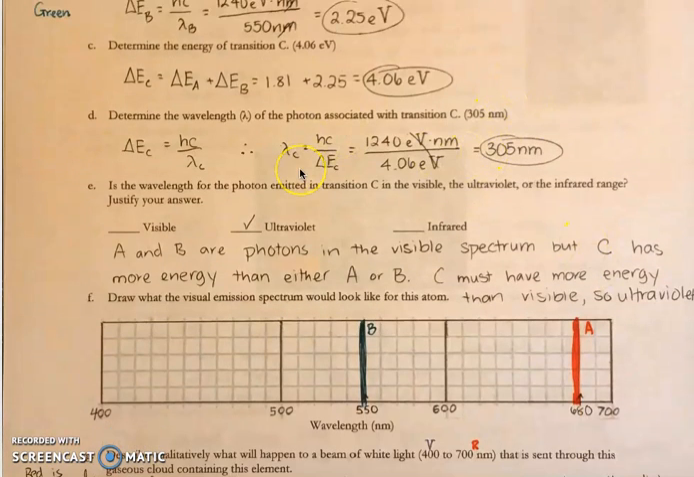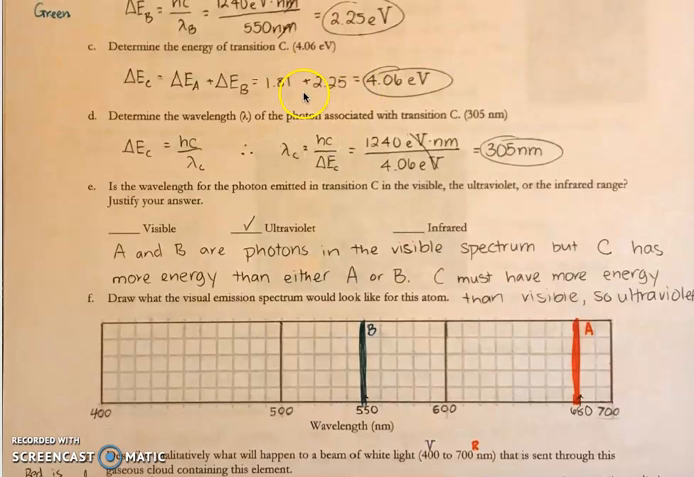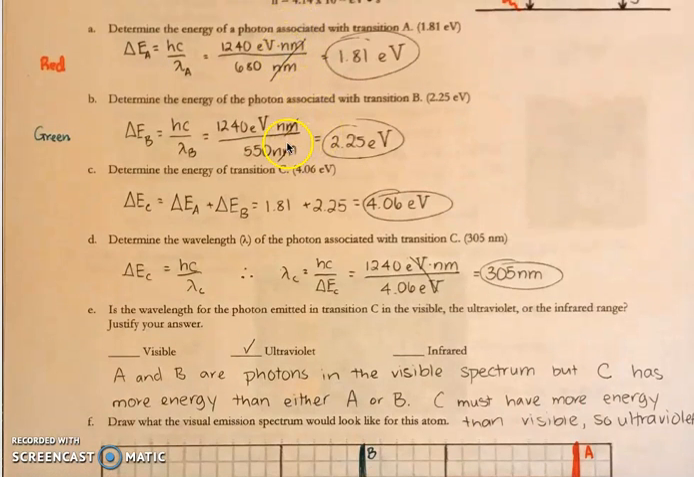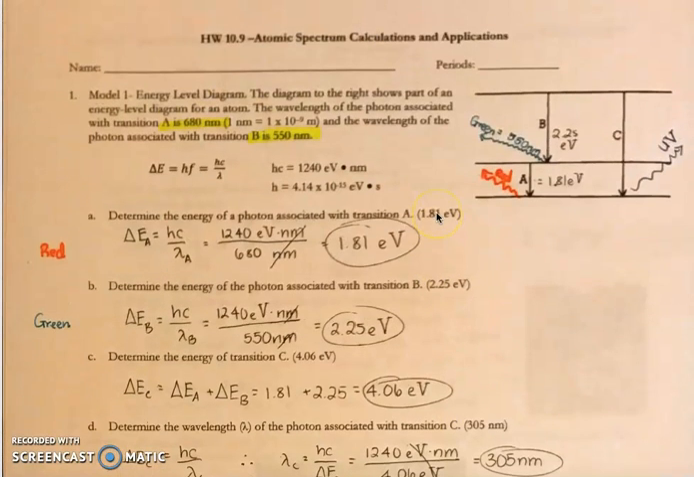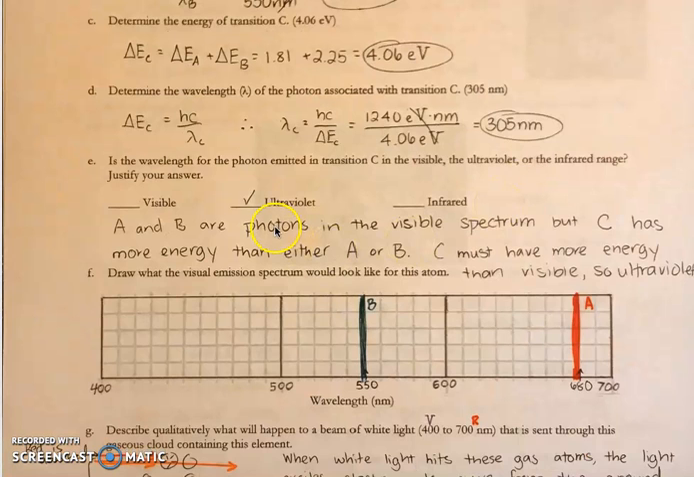So let's take our wavelength. We get our wavelength by doing the same equation we did with A and B, but now we're taking the energy, the 4.06, and substituting it in to find the wavelength. If you're wondering where I got the second equation from, I took the first one, multiplied by wavelength on both sides, then divided by energy. So if this one is red and this one is green, then C must have more energy than either red or green. It must be in the ultraviolet area of the spectrum.